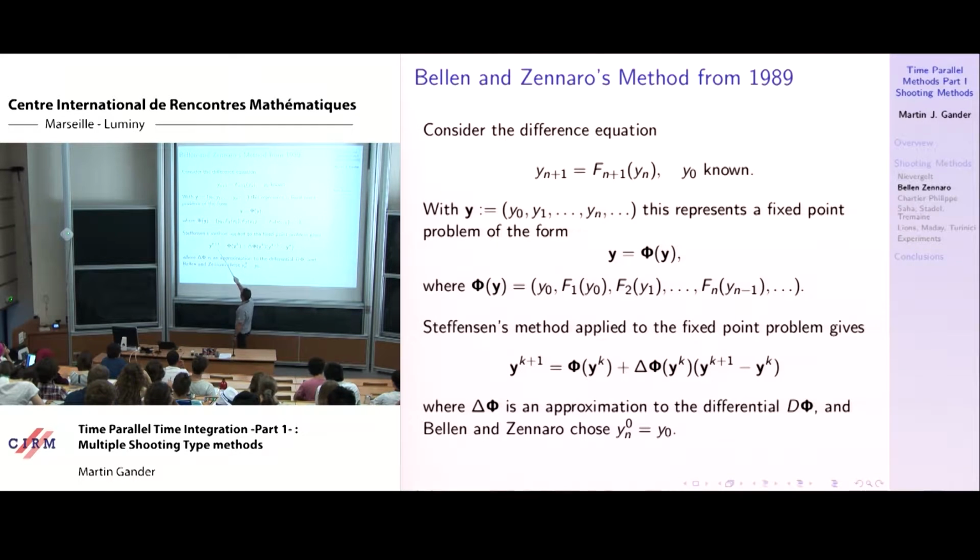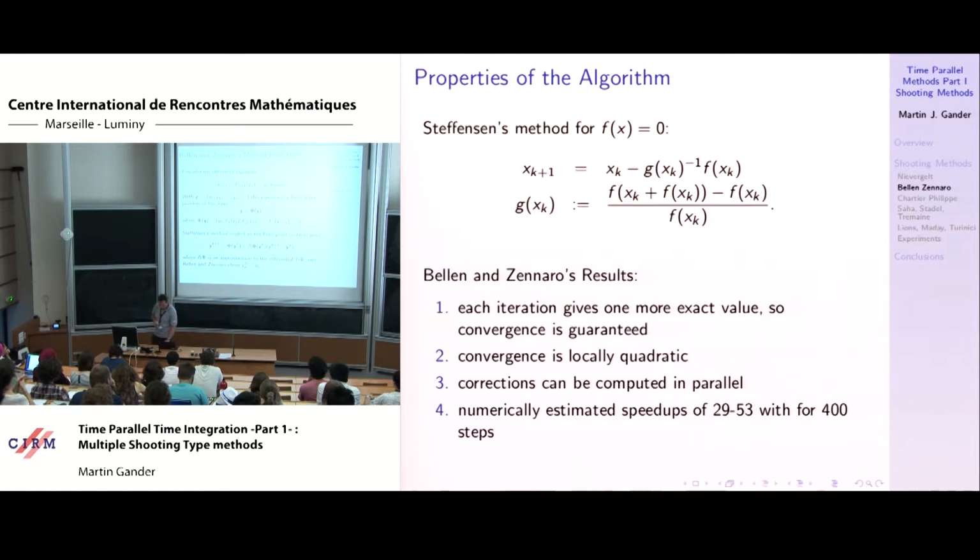You get an iteration like this. The new approximation is Phi of the old approximation plus a Jacobian, like in Newton's method, or an approximation thereof, times the difference of the two approximations. And they start, because you need a vector to start, with the constant initial y0. And then they iterate this thing. Now you see this iteration calculates at each step the whole trajectory at once, an approximation of the whole trajectory. So what's this Steffensen's method? It's a really clever method. I didn't know it. It's to solve a nonlinear equation, so f of x is 0.